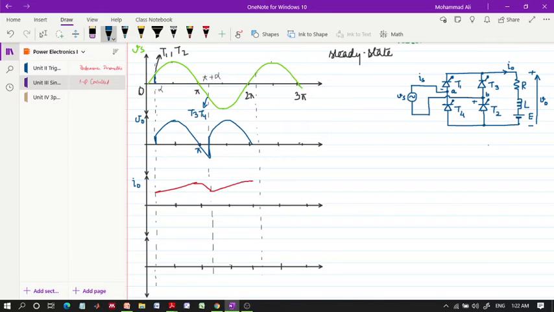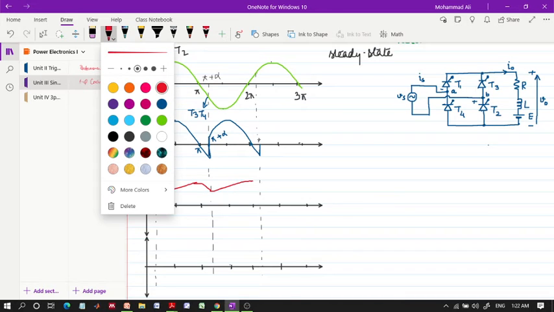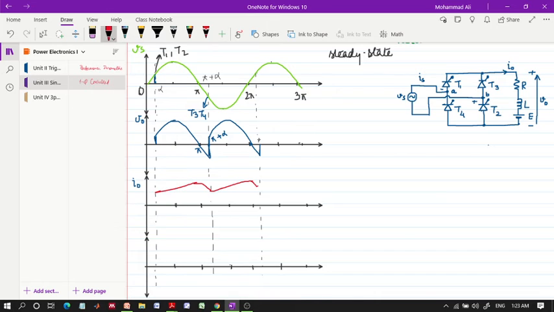Okay. So this point is pi plus alpha. It will conduct up till here, and it will of course go again like this. And the current through T3 and T4 will fall like this.